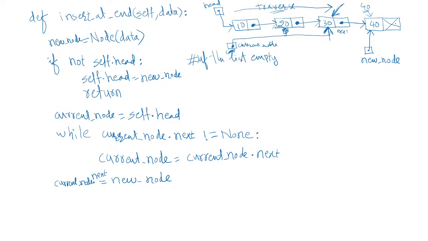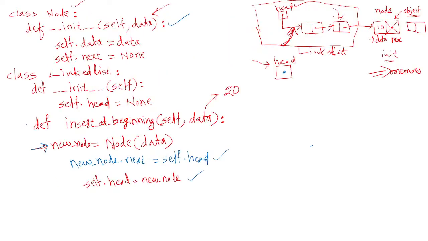Anyhow, this is the last node, so the none is already there. Just by changing one pointer here, you are able to add an element at the end. That's it. This is your code, insert at end. And this is the code for insert at beginning. Now you can add in a linked list either at the beginning of the list or at the end of the list.